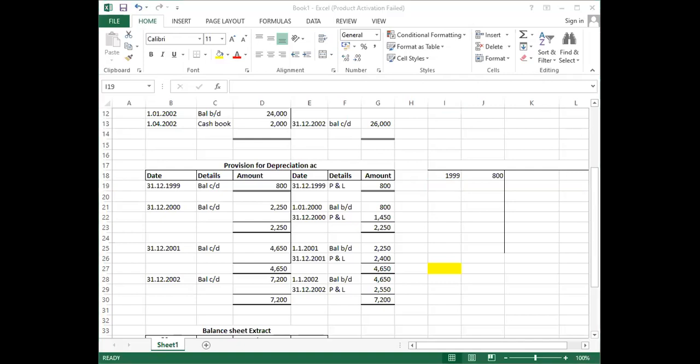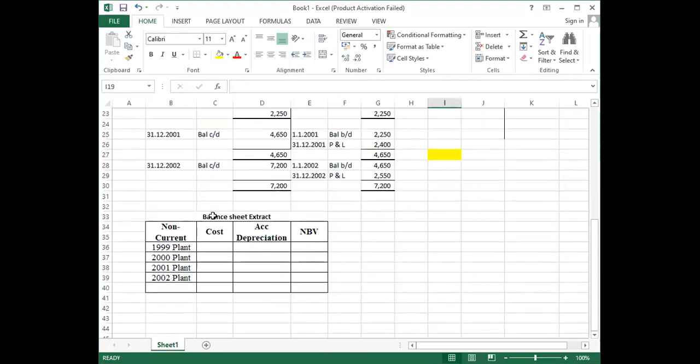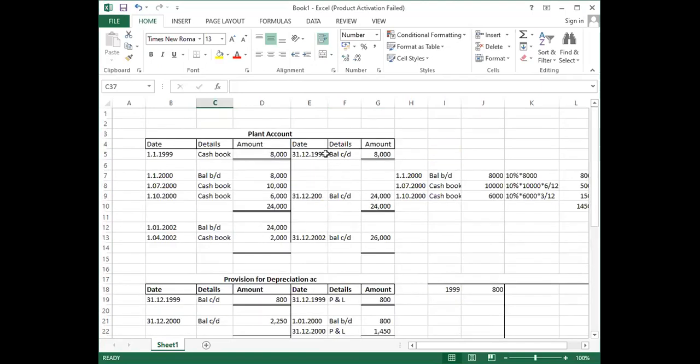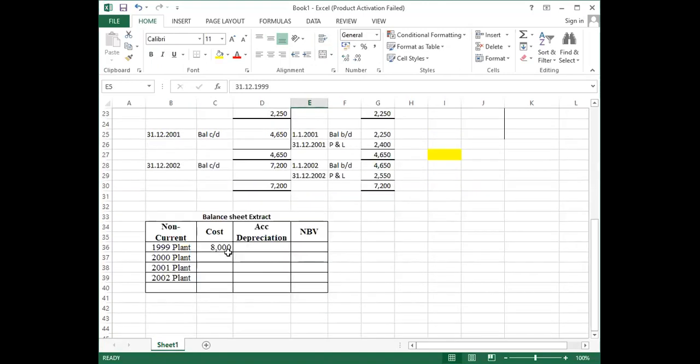Can we extract a balance sheet? We proceed and extract a balance sheet. Now, the non-current assets will be like this. In 1999, the total cost of our equipment was 8,000. Do you see that? Because this is evident from here. Closing balance, right? The closing balance for 1999 was 8,000.